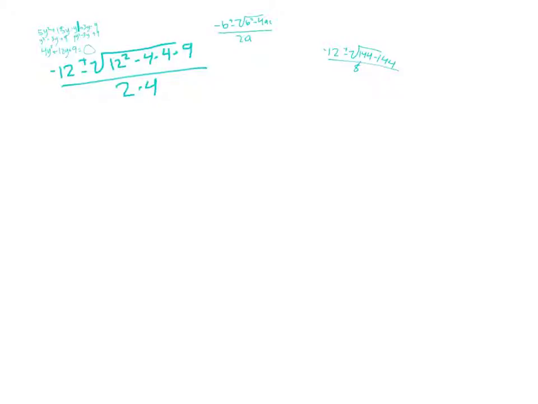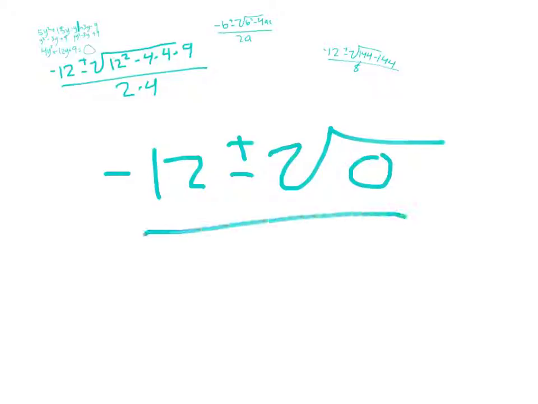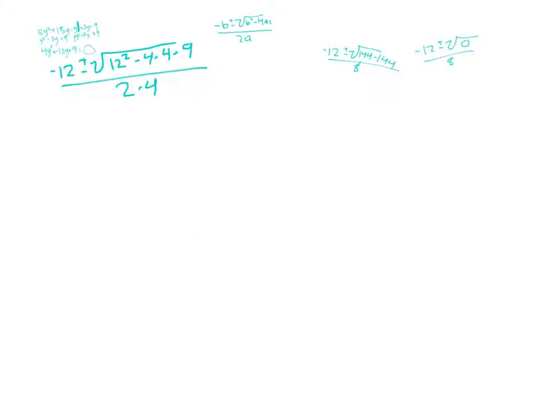And then once we do all that, we'll get negative 12 plus or minus the square root of 0 over 8. And the square root of 0 is 0. So it would just be negative 12 plus or minus 0 over 8.